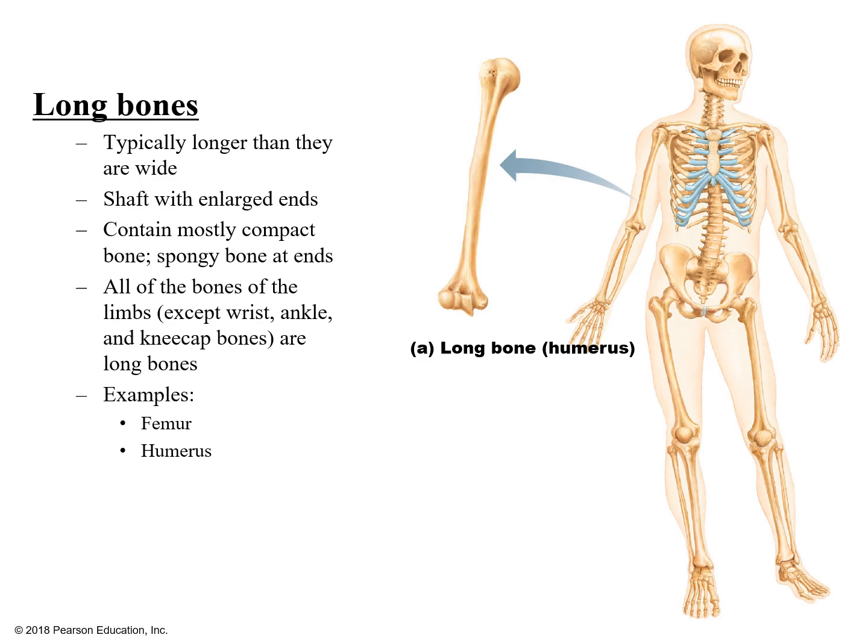Long bones are typically longer than they are wide. They have a shaft with large ends and are composed of mostly compact bone. All bones of the limbs, except for the kneecap and the wrist and ankle bones, are considered long bones.